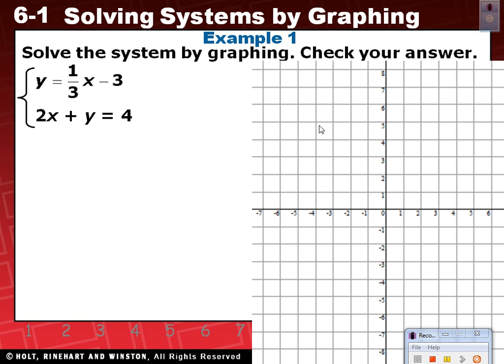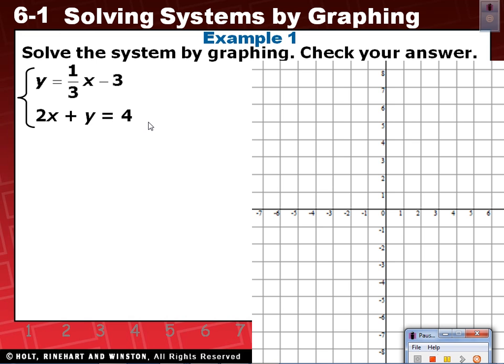Once again, example 1, solve the system by graphing, check your answer. The system is y equals 1/3 x minus 3 and 2x plus y equals 4. Copy that. I'm going to do this one step by step. Put your pens down, eyes up here. When I ask you to copy, you copy, but for right now, just pay attention. Here we go.